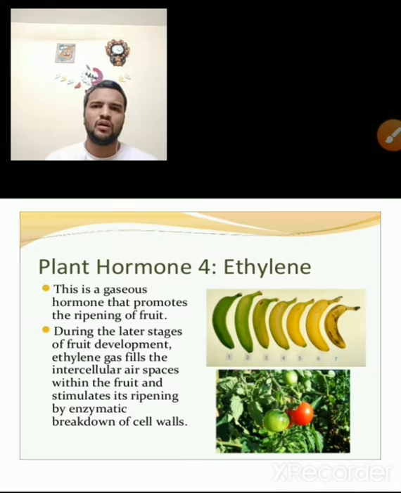Next we come to ethylene. Ethylene is a gaseous hormone that promotes the ripening of fruit. In the two diagrams you can see one is banana and another is tomato. During the later stage of fruit development, the ethylene gas fills the intercellular space. The space between the cells is called what? Intercellular spaces. That space is filled by the ethylene gas within the fruit cells and stimulates ripening by enzymatic breakdown of the cell walls.